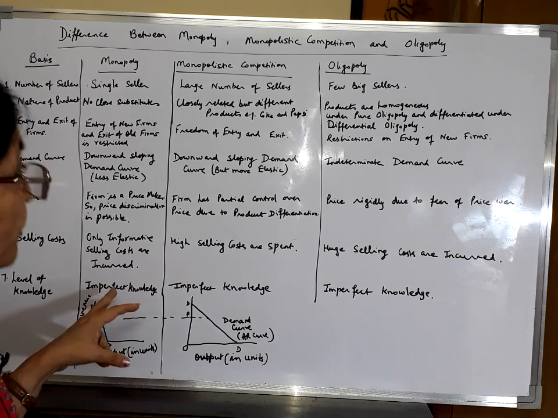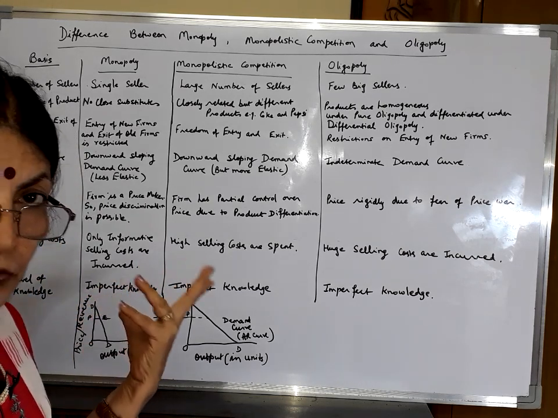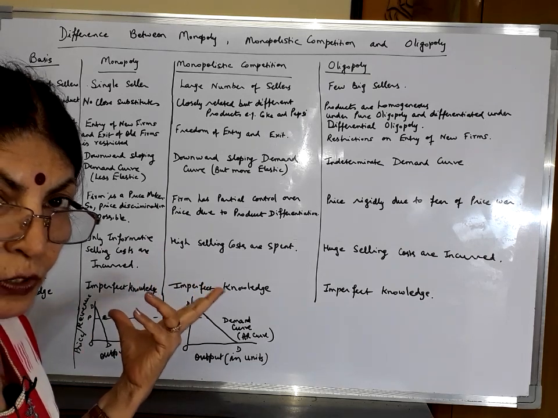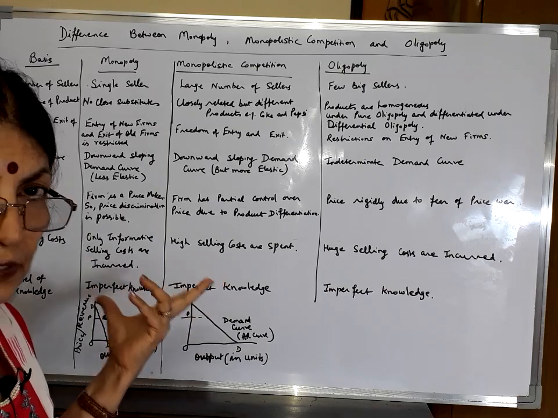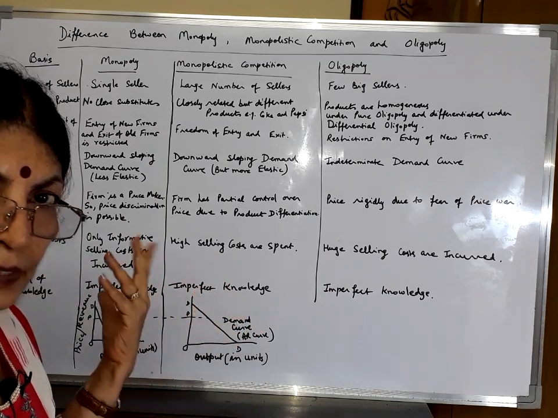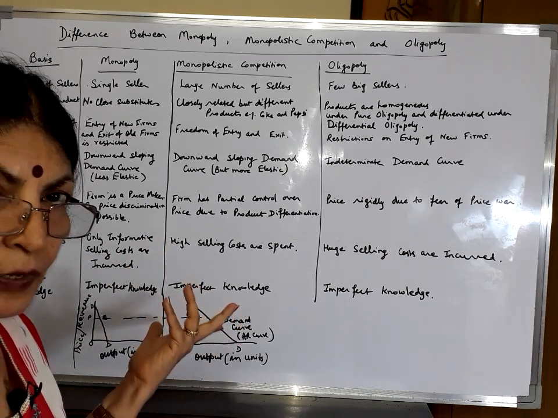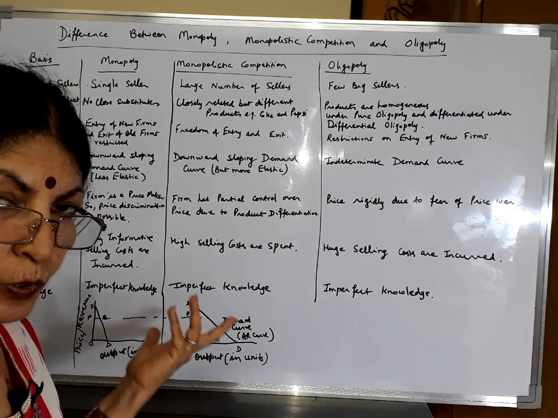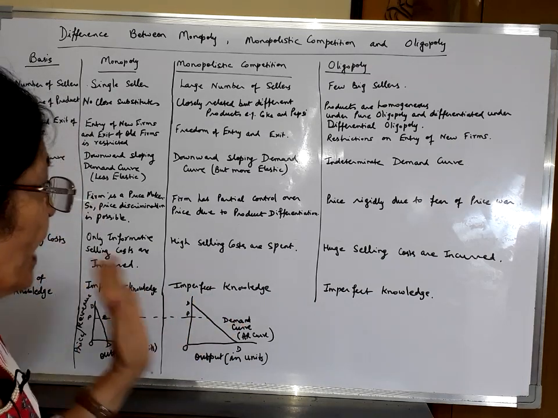Then the level of knowledge. Under monopoly, there is imperfect knowledge because the producer does not know what should be the actual cost and how much he should pay for it. But since it is being provided and that is the only product in the market, he cannot find the actual cost and he cannot bargain at all. If he wants to buy the product, he has to shell out the price for that product as demanded by the seller or producer.